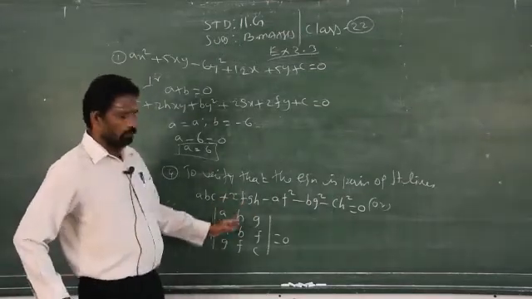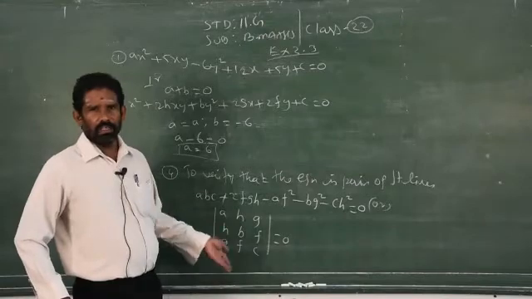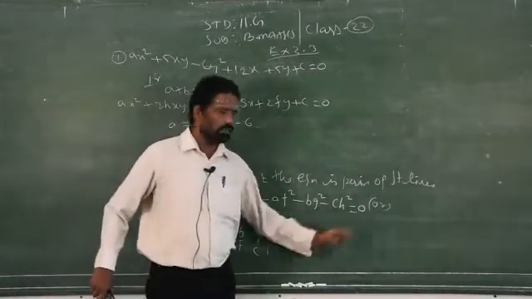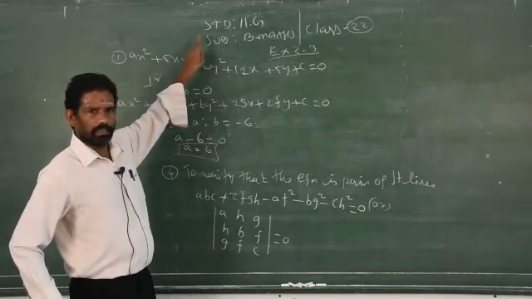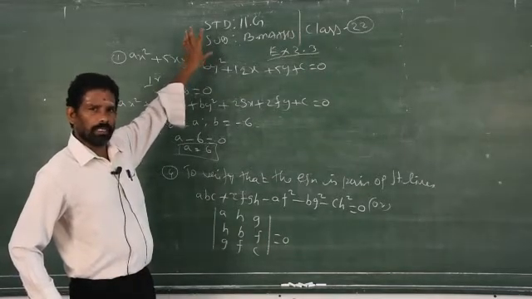The determinant, you know how to express and find the answer. In both cases, you have to prove that it is equal to 0. Here, no need to check whether the lines are a pair of straight lines, because it is already given. It is a pair of straight lines.